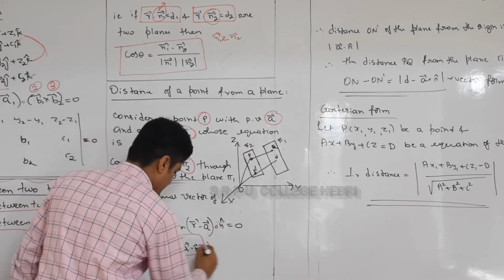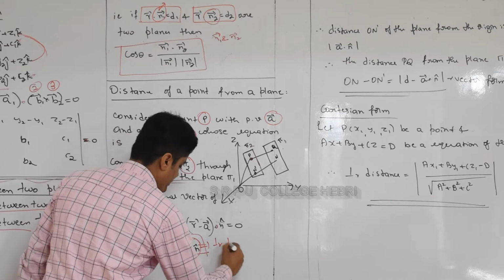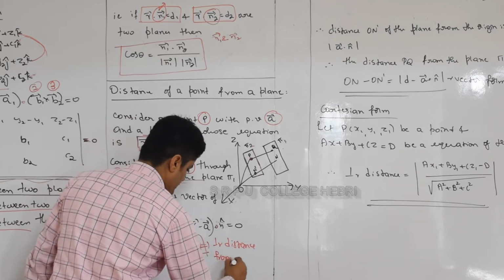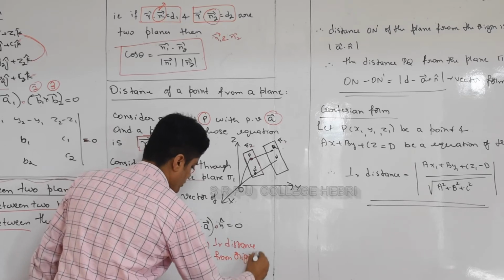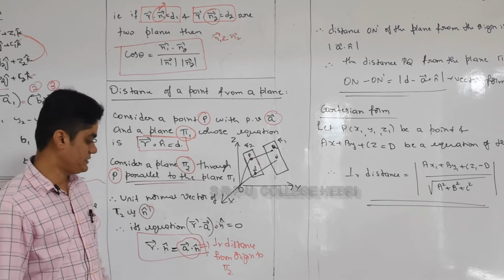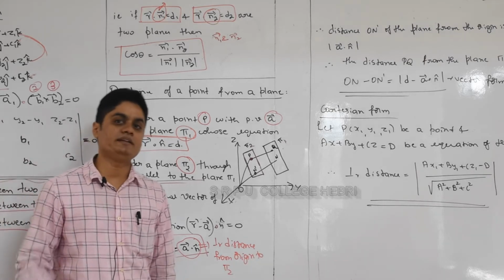So what does this represent? This represents the perpendicular distance from the origin to the second plane, pi 2. Remember, this represents the perpendicular distance from the origin to plane pi 2.